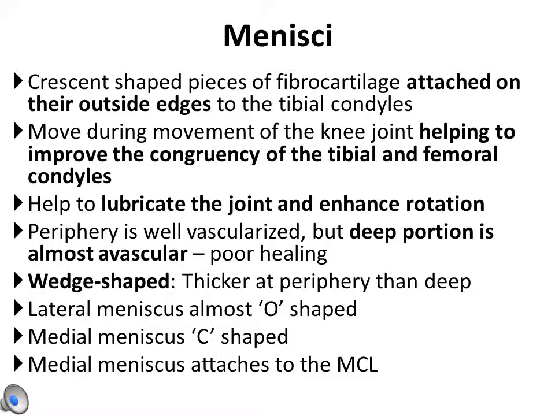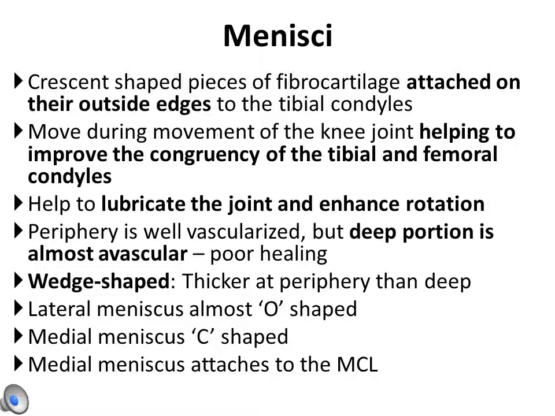The menisci are crescent-shaped pieces of fibrocartilage attached on the outside edges of the tibial condyles. They move during flexion and extension of the knee, helping to improve the congruency of the tibial and femoral condyles, giving the knee some stability. The menisci help to lubricate the joint and enhance rotation. They are also wedge-shaped with the thicker portion on the outside, and they get thinner as they go deeper in toward the center of the joint.